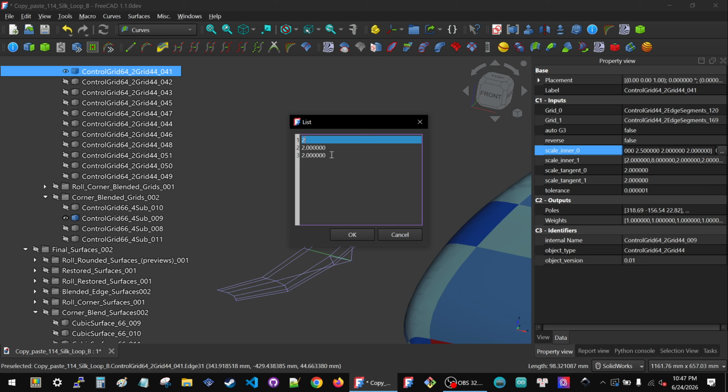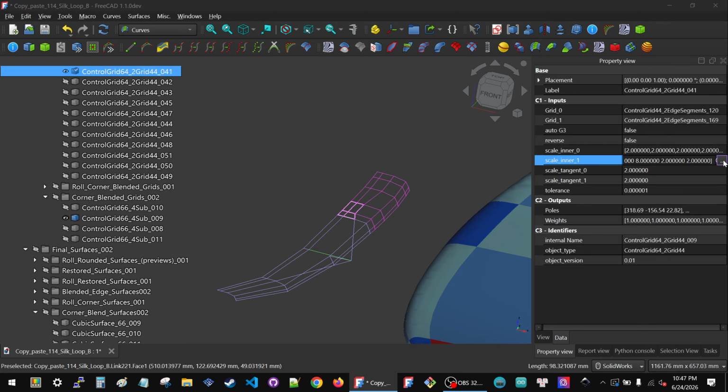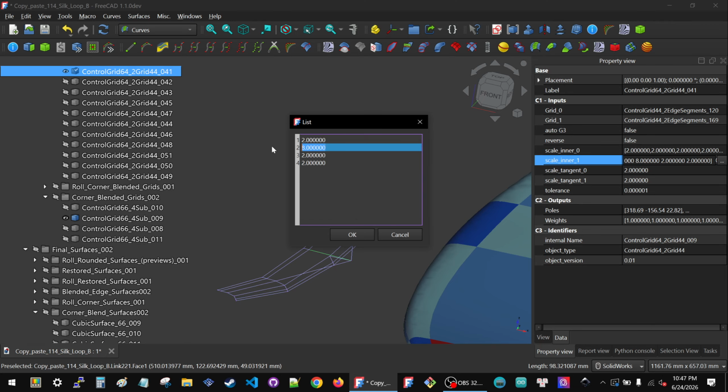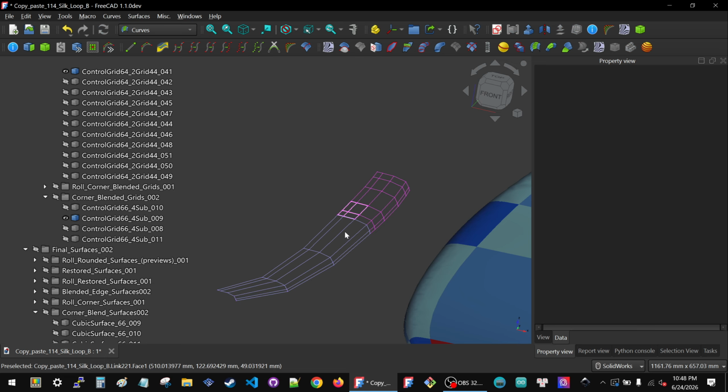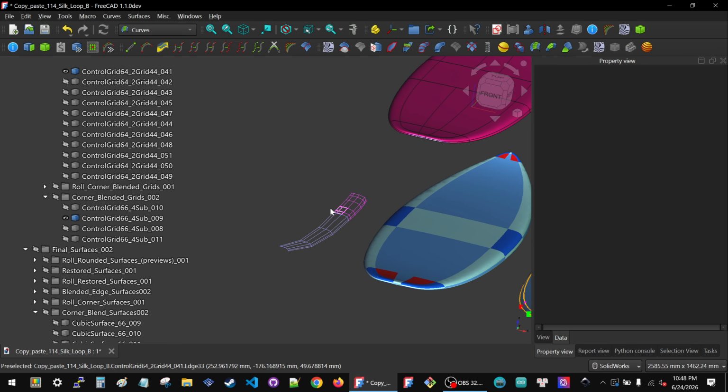So let me put these guys back to normal. 2, 2, okay, and then this guy here, back to all 2s. I think this blend was fine, didn't need any of this business. But these adjustments are available.